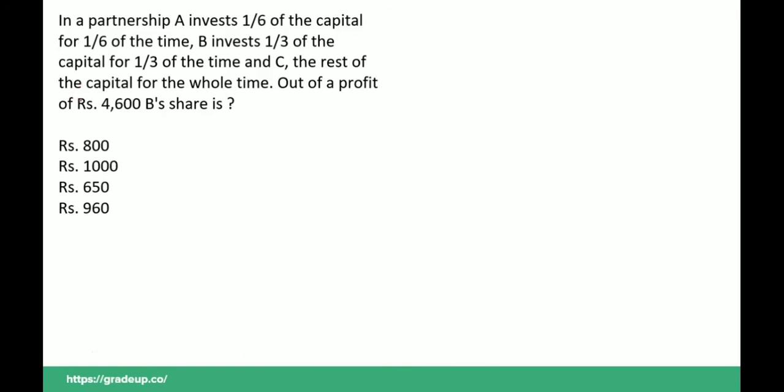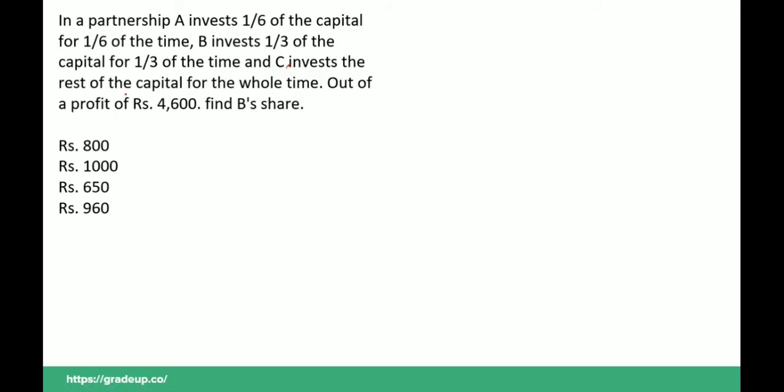In this question, we have been given that in a partnership, A invests 1/6 of the capital for 1/6 of the time. B invests 1/3 of the capital for 1/3 of the time, and C invests the rest of the capital for the whole time. Out of a profit of rupees 4,600, find B's share.